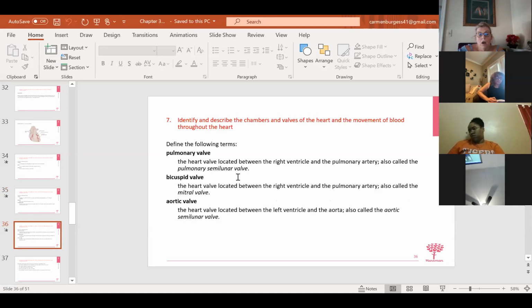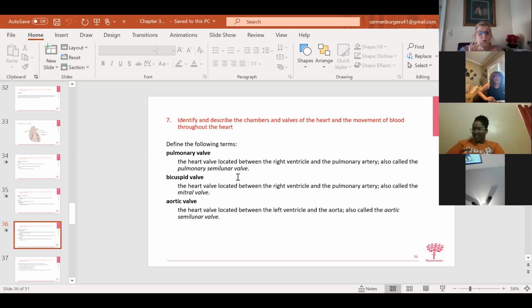Okay, on your outline, it says pulmonary artery, but actually that should say pulmonary valve. So if you have the outline with you or you're working on it, just cross out where it says artery and put valve. We're going to talk about the pulmonary valve. Anything pulmonary has to do with what? Lungs. Lungs, exactly, bless you.